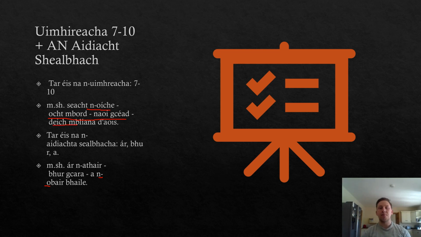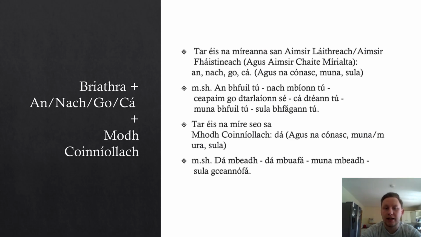These are all the examples, but just something to follow: if we're using 7, 8, 9, or 10, so if you're using seacht, ocht, naoi, or deich, the following word has to have an Urú in it. So lads, we're almost finished, don't be worried.